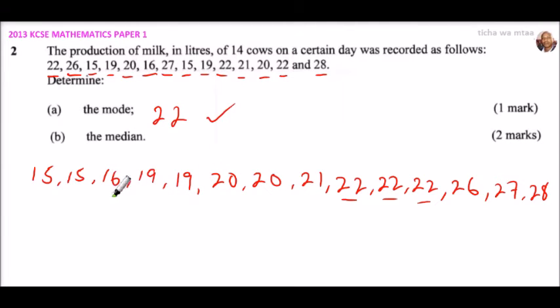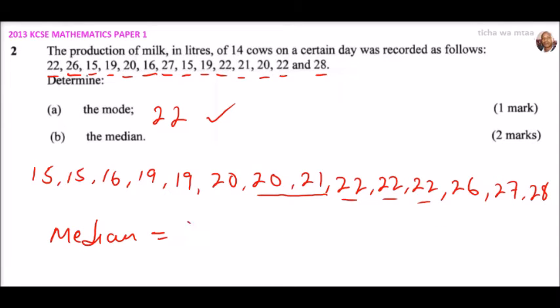The median, because this is simple data, what we do is, how many data do we have? 1, 2, 3, 4, 5, 6, 7, 8, 9, 10, 11, 12, 13, 14. The median is the data that occurs in the middle. And because we have an even number of values, we take the middle 2 and divide by 2. So we count 1, 2, 3, 4, 5, 6. So these are the 2 numbers that appear in the middle, 6 on this side, 6 on the other side.